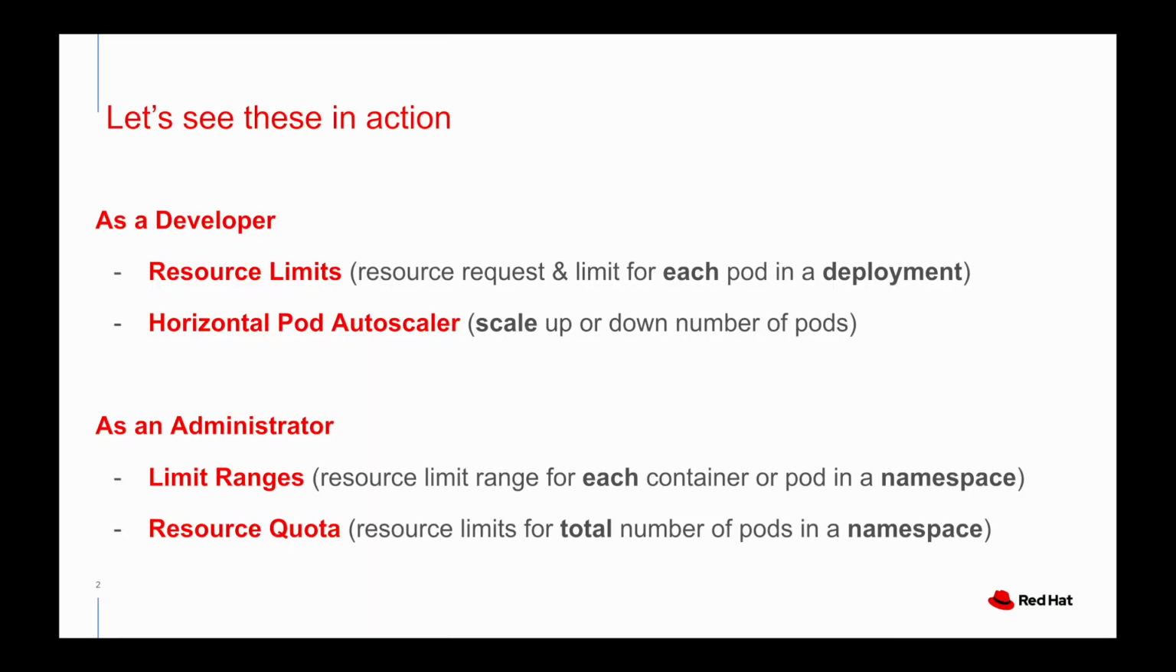So I'll be trying to explain these key resource objects and their configurations. With an example of an application deployment, I will try to set up the resource limit for that deployment. I would want to scale up or scale down based on the load on my application. And as an administrator, I will restrict this application by defining limit ranges and resource quota so that this application doesn't consume the whole cluster resources.